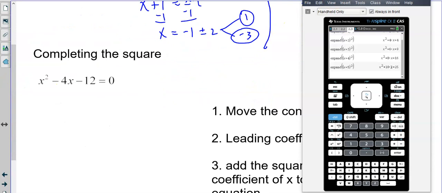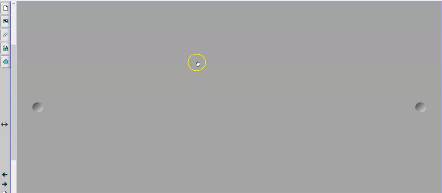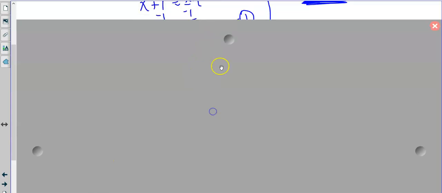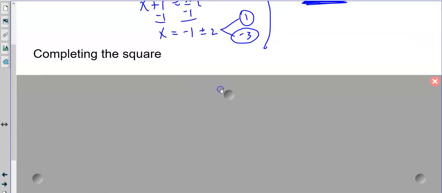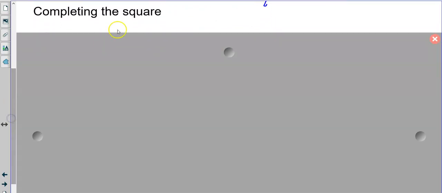So let's start with the steps of completing the square. Let's go one step at a time. We're going to complete the square. This is a second method. Factoring is one way of solving a quadratic. Here's another method. We're going to learn a number of different methods. This is a method of solving a quadratic.